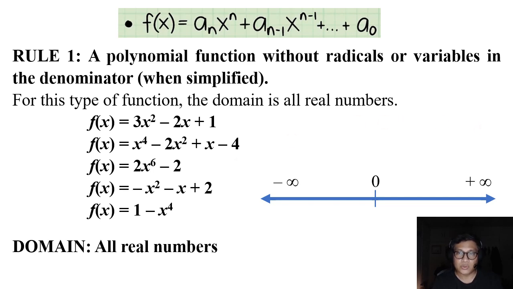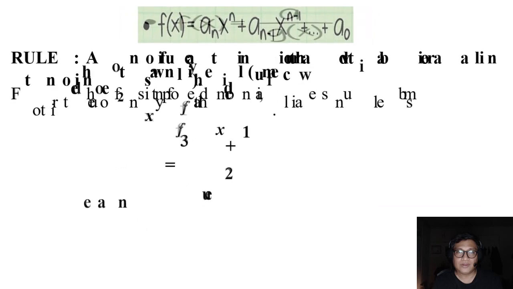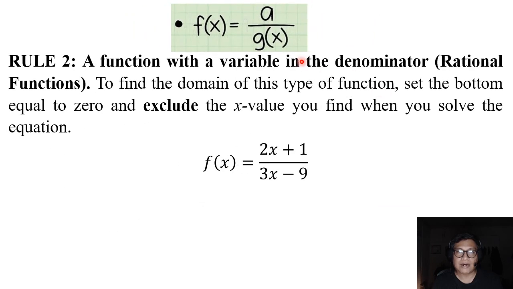Now, the second rule is, what if we have a denominator that contains a function? A function with a variable in the denominator, we now call a rational function. If you encounter this kind of function, class, to find the domain, first we set the bottom equal to 0. Then we exclude the x value you find when you solve that equation.